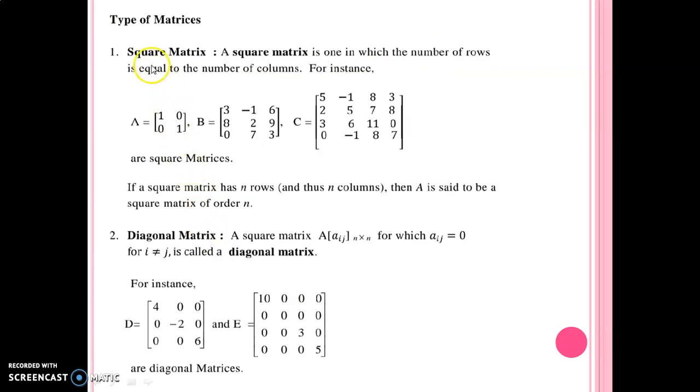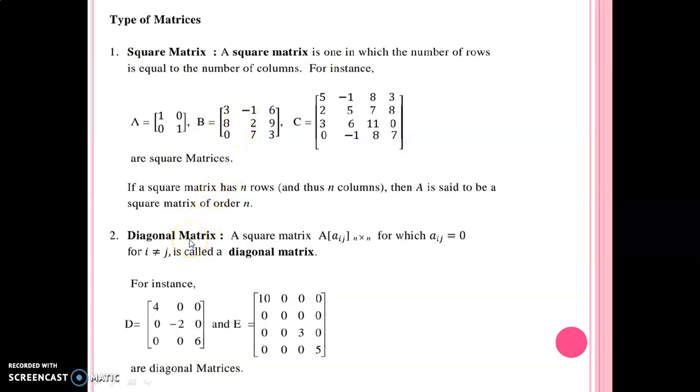Next is the types of matrices. First is a square matrix. A square matrix is one in which the number of rows is equal to the number of columns. Here, the matrix A has 2 rows and 2 columns, so it is a square matrix of order 2. Similarly, the matrix B has 3 rows and 3 columns, so it is a square matrix of order 3.